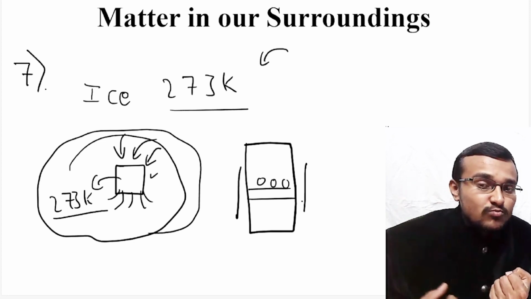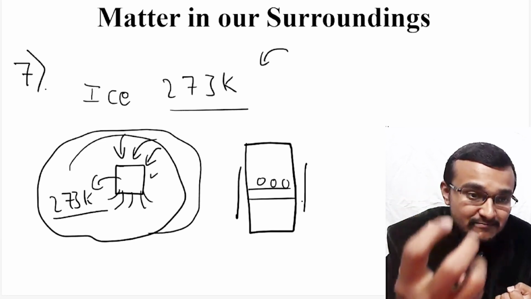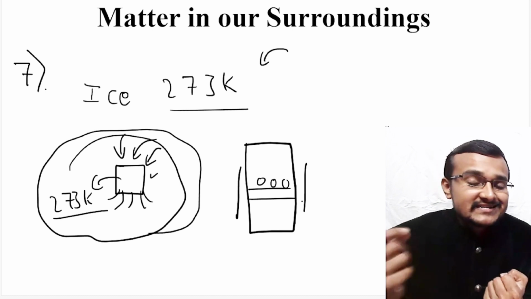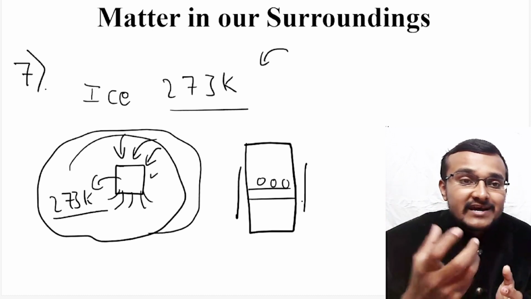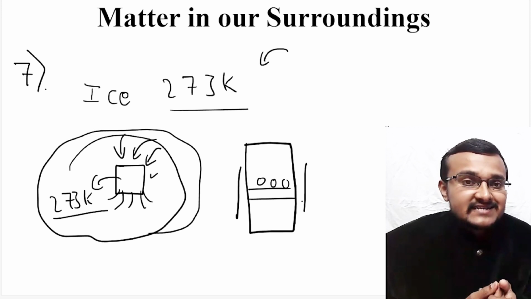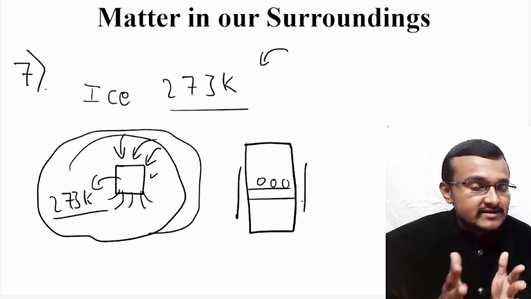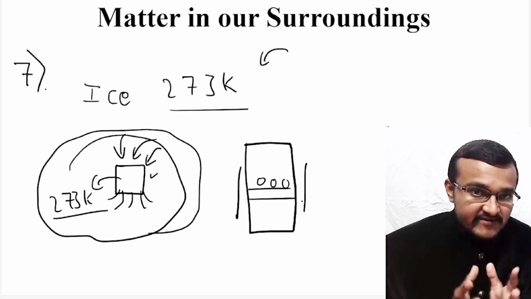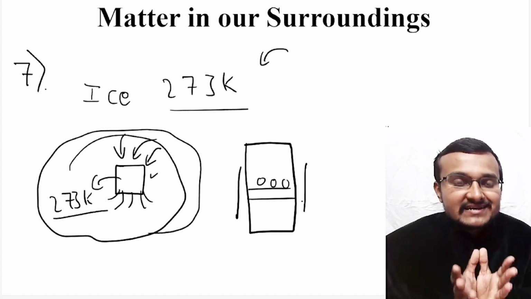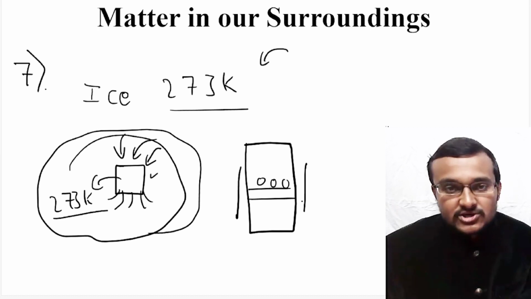Hence, ice has more power of absorbing heat, but water at the same 273 Kelvin temperature doesn't have that much amount of heat absorption, whereas ice has more heat absorption at 273 Kelvin compared to water. So this is the explanation which I have given for this seventh question. You can write this explanation in your own words in your exams.